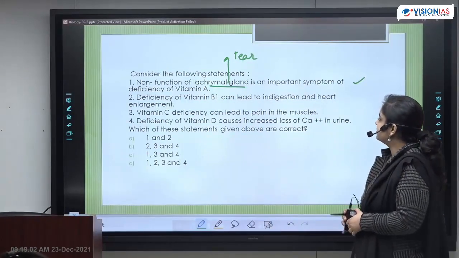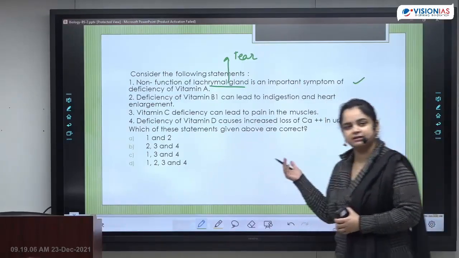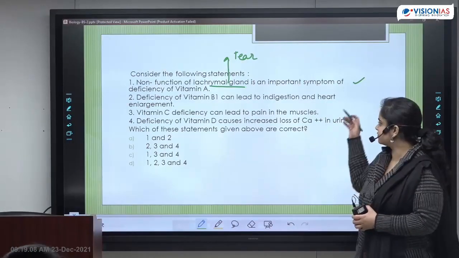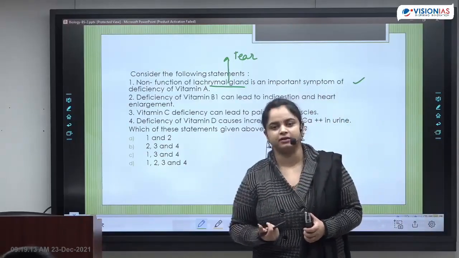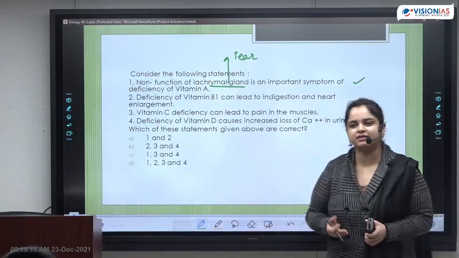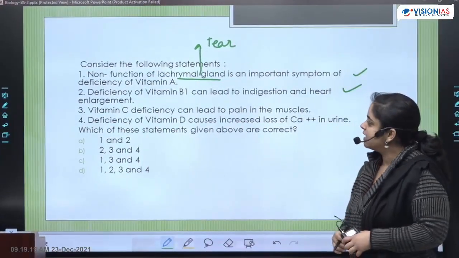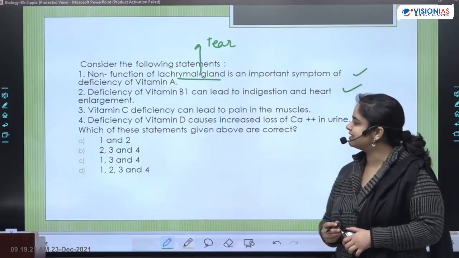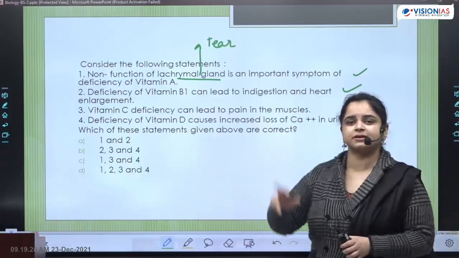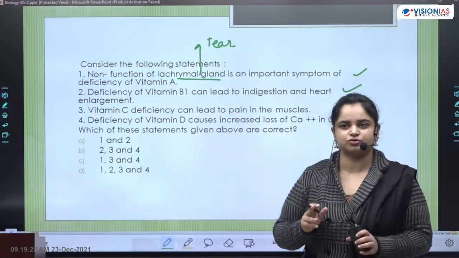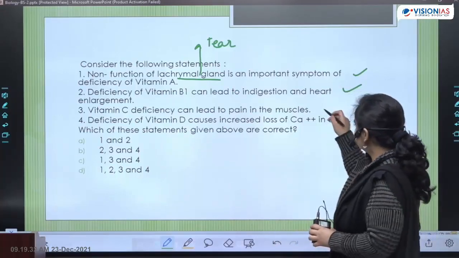Deficiency of vitamin B1 can lead to indigestion and heart enlargement. This is correct. And I was telling you, in previous year's questions the same things could be repeated. So when we are preparing, we need to focus on the areas. Vitamin C deficiency can lead to pain in the muscles. This also is a point which was repeated in that last question. There they had asked pain in the joints. Okay. So similar zone.